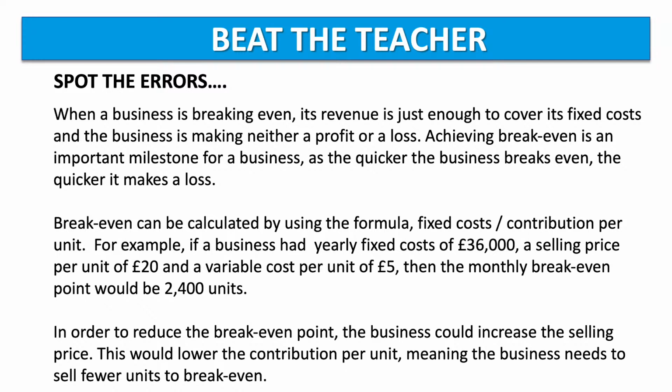So straight away, Dixie has spotted a potential error. So Dixie believes that fixed costs should actually be total costs. Is that a mistake? Is it fixed costs or is it total costs? Can we spot any more in there? Might be worth just looking at that calculation. There could also be an error in the bottom paragraph. There may not be, but there could be.